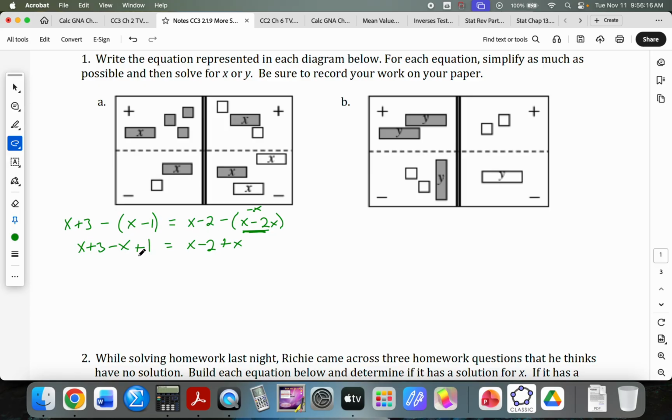So let's see what happens. Over on this side, x minus x is no x's. 3 plus 1 is 4. Over here we get 2x minus 2.